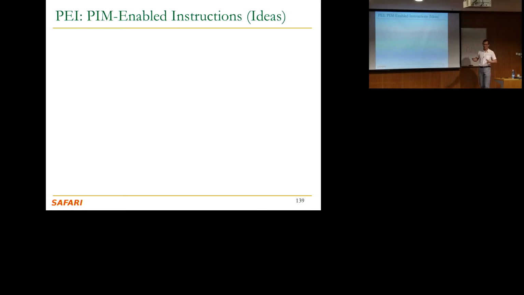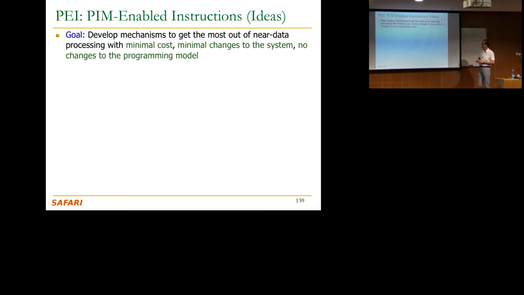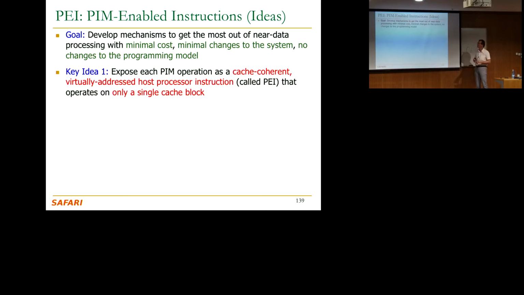And the idea is simple. Basically, we don't want to change anything in the system. How can you still take advantage? Well, not anything in the system. Any big thing in the system, how do you still take advantage of processing in memory? We wanted to get the most out of near data processing with minimal cost, minimal change to the system, no changes to the programming model. Programming model is sequential, right?